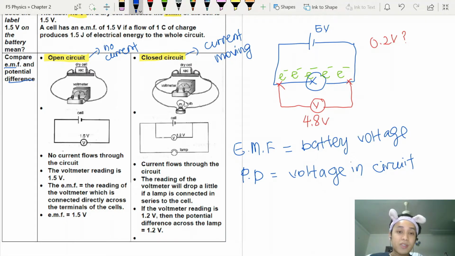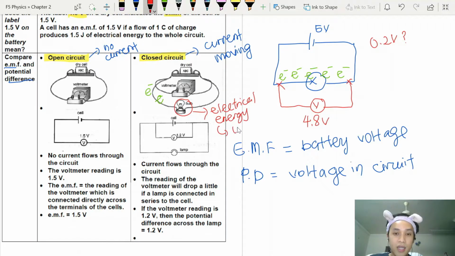For example in this case, as the currents travel, when the electrons travel here in the circuit, and then when they go through the light bulb, during this part you are actually converting the electrical energy to light energy.